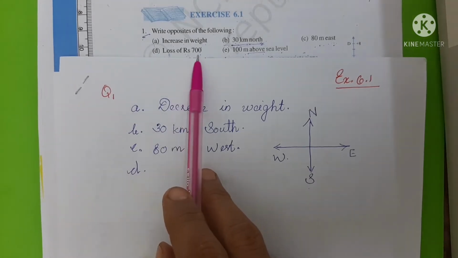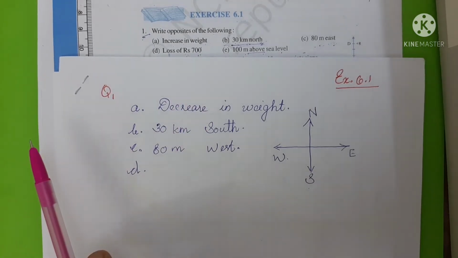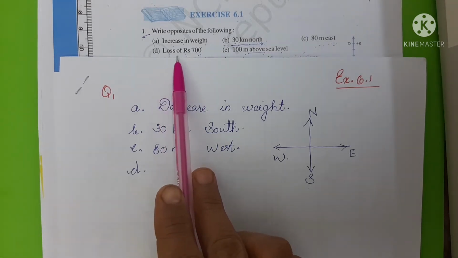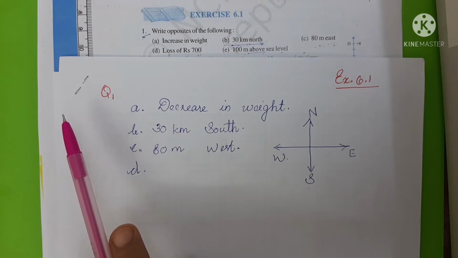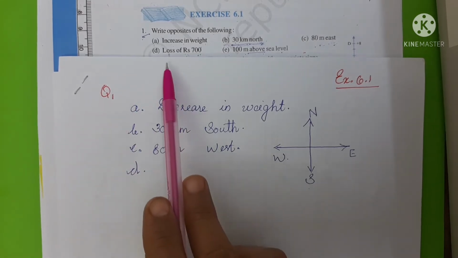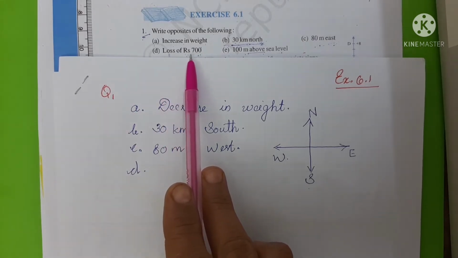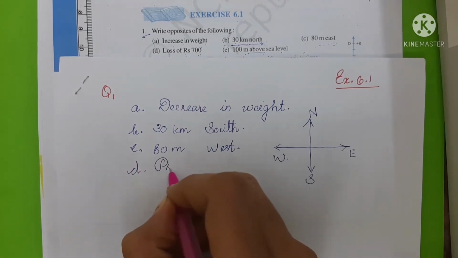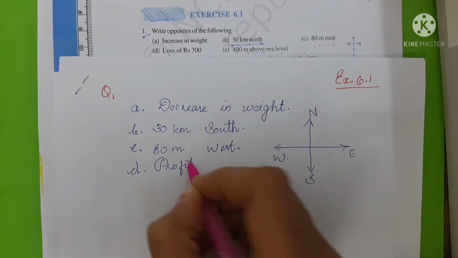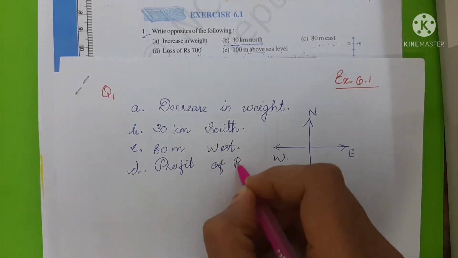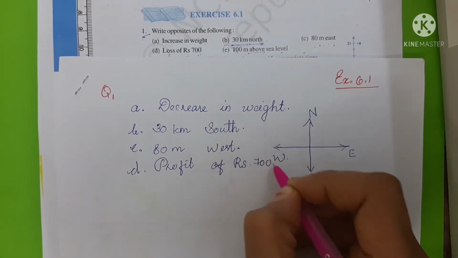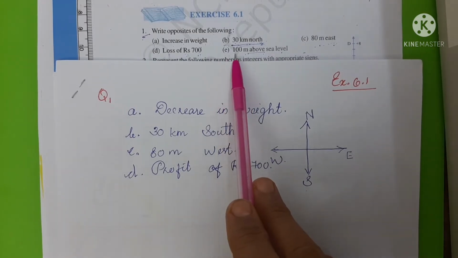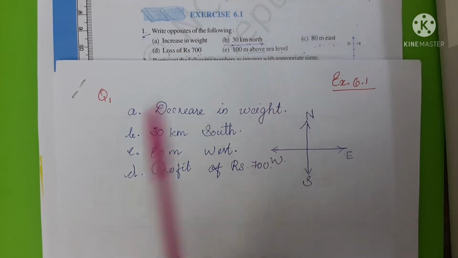Then question number D. Loss of Rs 700. Here the keyword is loss. So the opposite is profit. The answer is profit of Rs 700. Okay. Next is 100 meter above the sea level.